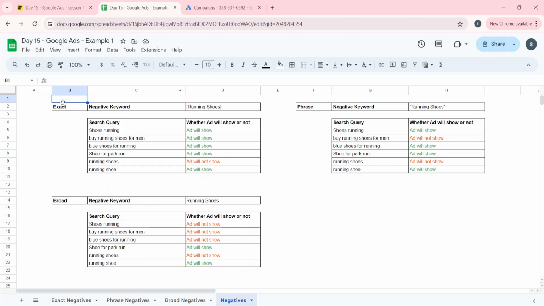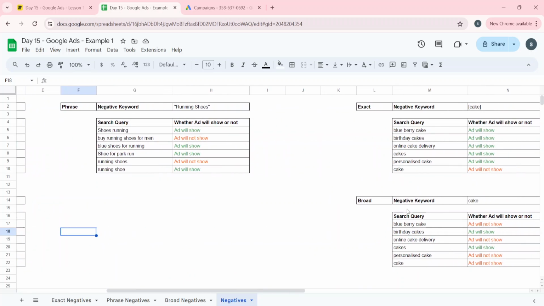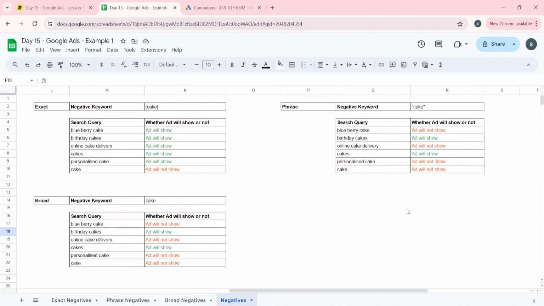So let's see, this is a summary of how these keywords behave in different match types. This is for exact match negative keyword, this is for phrase match negative keyword, and this is for broad match negative keyword. Just observe this, for which query our ad will show and for which query our ad will not show, so that you will understand it quickly. Here it is for running shoes, and here it is for cake. So how will we add these negative keywords?